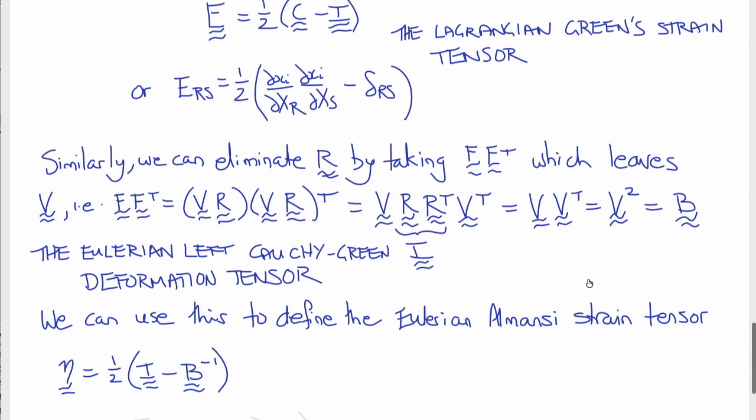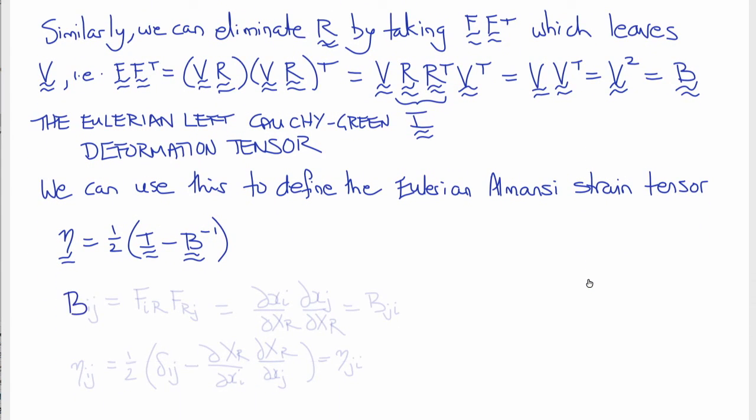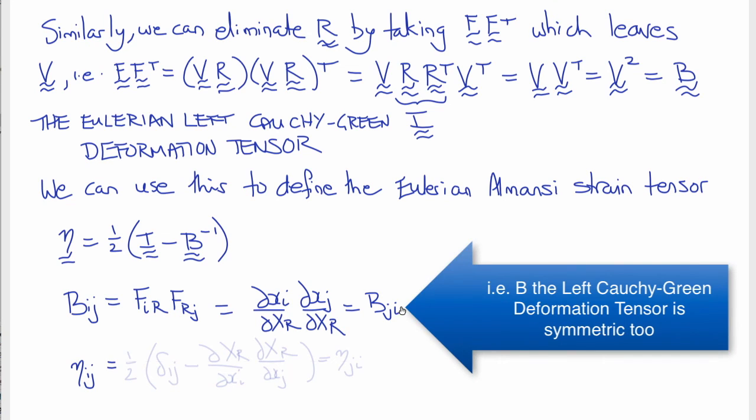So if we look at the components of B, it would be B_ij equals F_ir F_jr, so that will be F F transpose. So notice this time it's the components that refer to the undeformed reference coordinates that are summing, leaving us del x_i del X_r, del x_j del X_r. And notice that this expression is also symmetric in i and j, so B_ij equals B_ji, and this time the indices refer to the current or deformed coordinates. Writing out the strain tensor then in index notation, we get that eta_ij is 1/2 of delta_ij minus del X_r del x_i, del X_r del x_j, which is also symmetric.